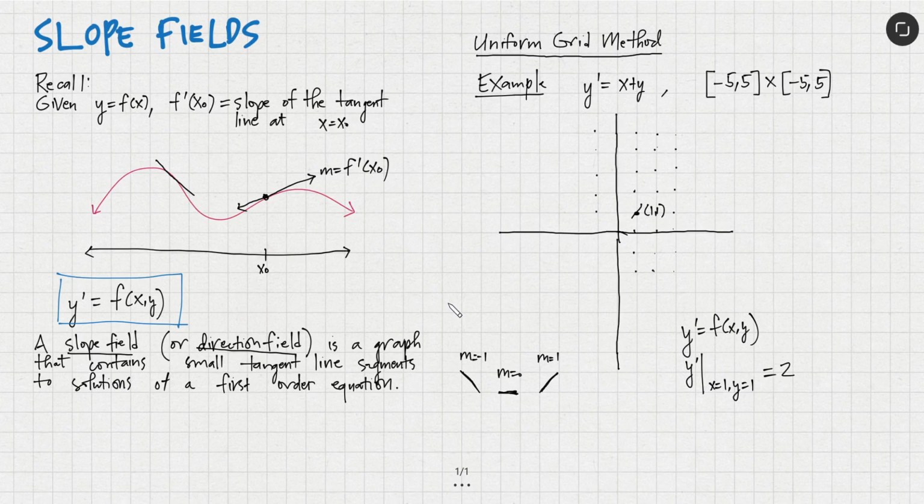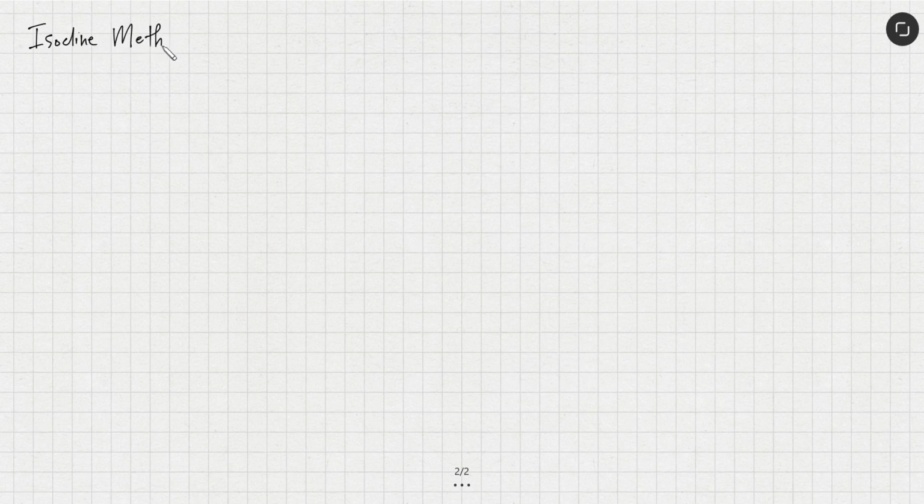Now, let's look at another, hopefully more efficient method, which is called the isocline method. Okay, so let me just create another page. So, isocline method. But first, i-define muna natin kung ano ang isang isocline.